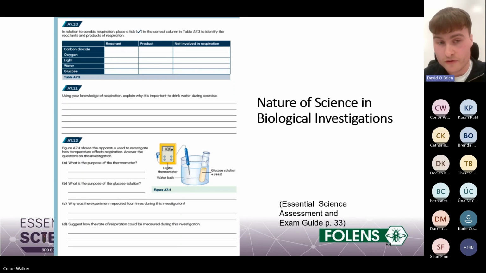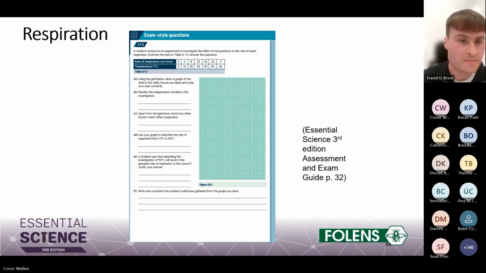We have a full page there. We've fill in the blanks. We've a paragraph length answer, and we've investigation questions. Next slide, please. And again, a full page of biology, respiration, data analysis, coming to conclusions using the nature of science skills. Plenty of practice.